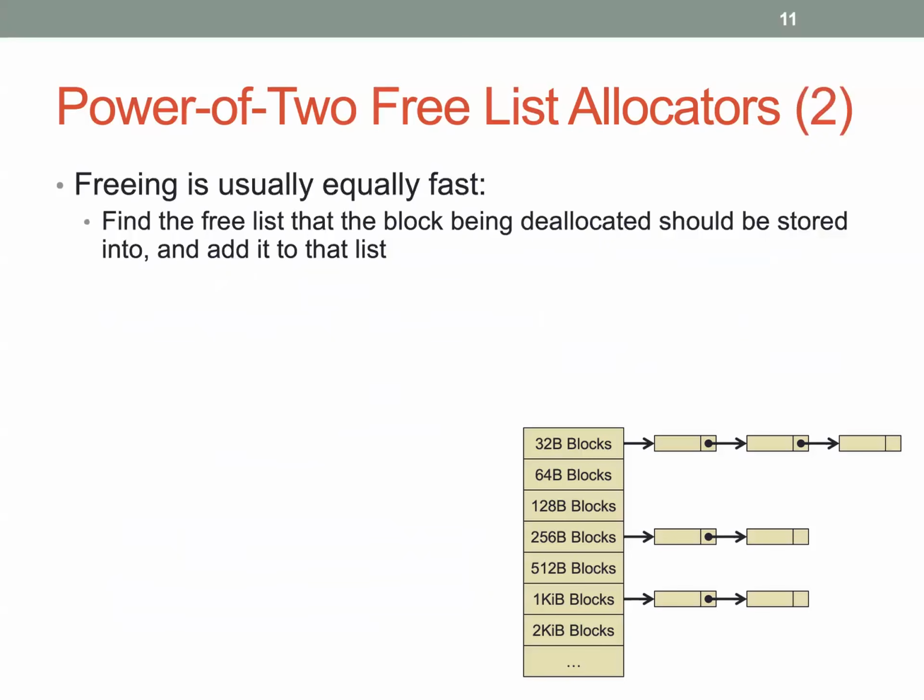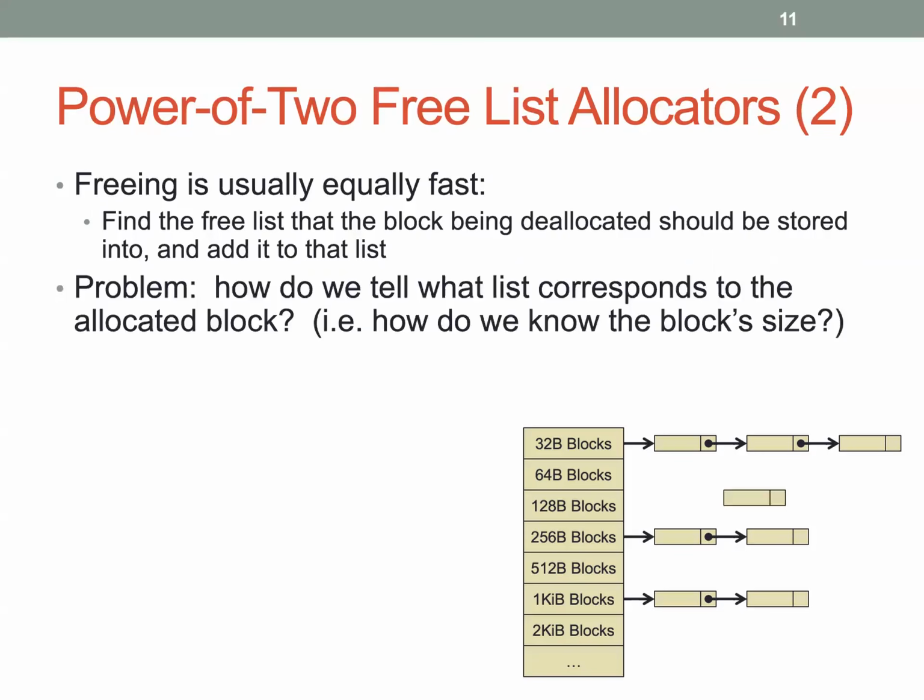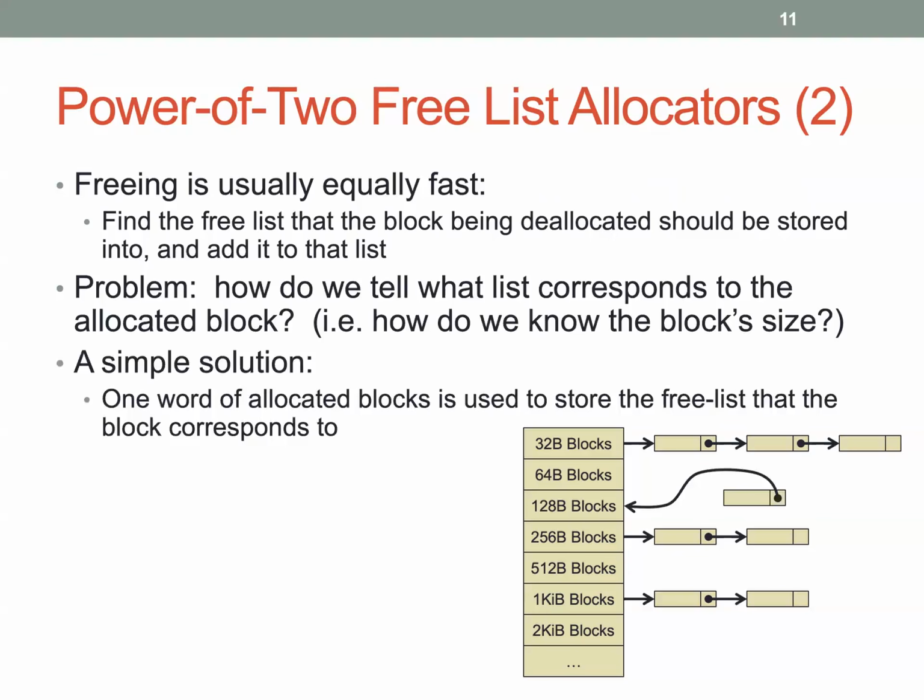The challenge is when you're freeing. Like it says here, freeing is fast because you just need to figure out what free list corresponds to the block and stuff that block back into the free list. And putting a block into a list is also fast because you just stick it on the front, constant time. The challenge is you have to figure out what list a block goes into, because all you have is a pointer. And maybe you have a little header or something like that so that you can remember some information about the block, but you're kind of stuck. This is a big problem that Power of Two free list allocators have to solve.